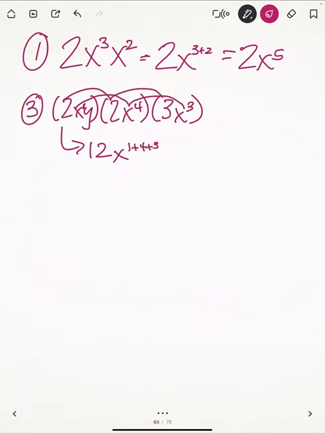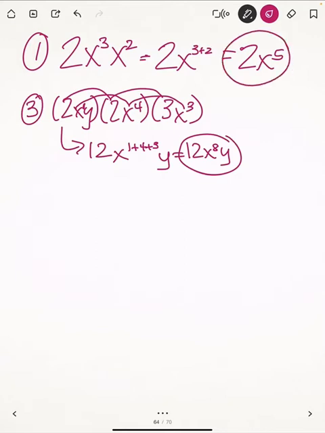And then since we only have one y, I can't multiply it times anything, so I'm just going to bring it down here. All right, and then our final answer will just be adding 1 plus 4 plus 3, which gives us 8. So this becomes 12x to the 8y. Now, remember, you always want to have these in alphabetical order, so this is the proper format you need to write these problems in. So make sure you're writing this information as I write it down, and that way you'll see where we're getting it from.